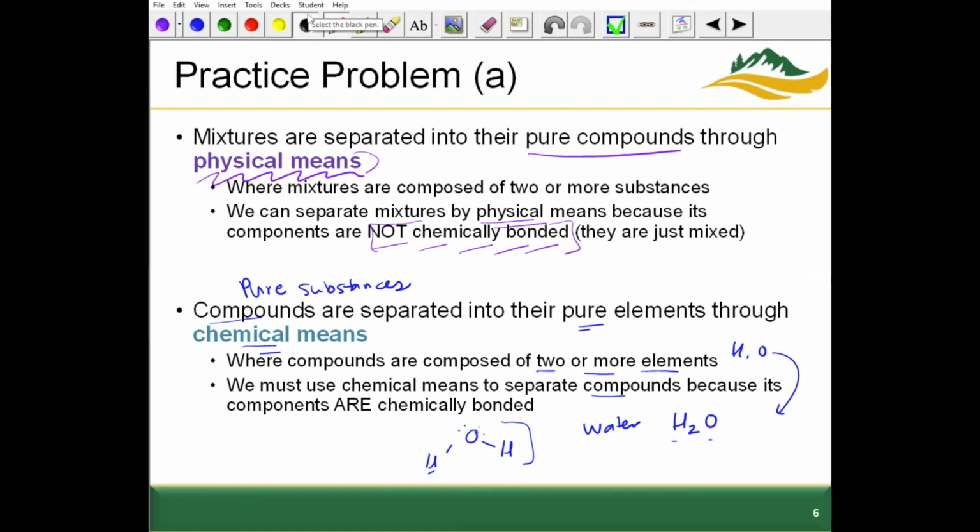So generally, it's much easier to separate mixtures than it is to separate actual compounds like H2O into just hydrogen atoms and into just oxygen atoms. The key point from this slide is that mixtures can be separated by physical means, whereas compounds, which are examples of pure substances, need to be separated through chemical means.